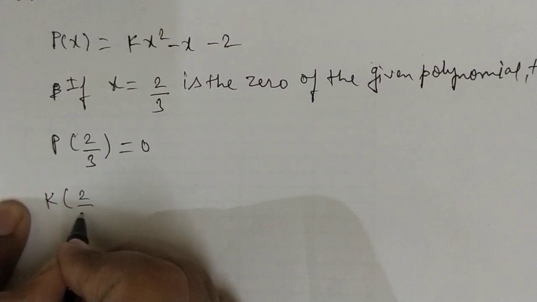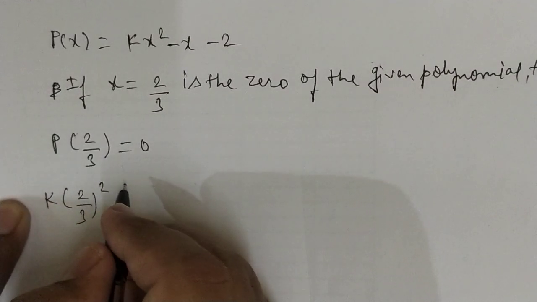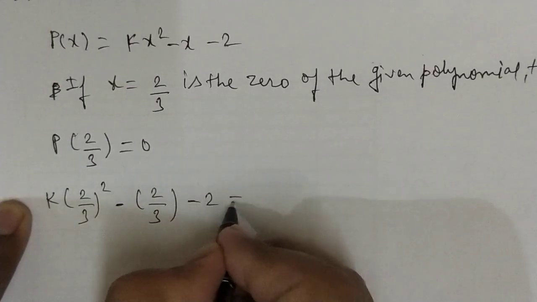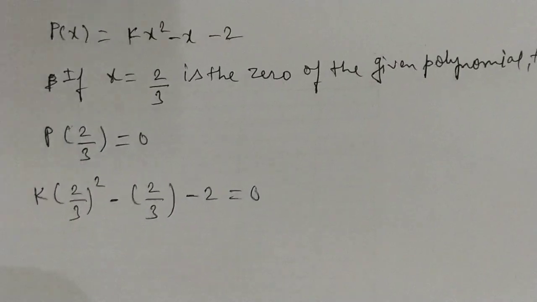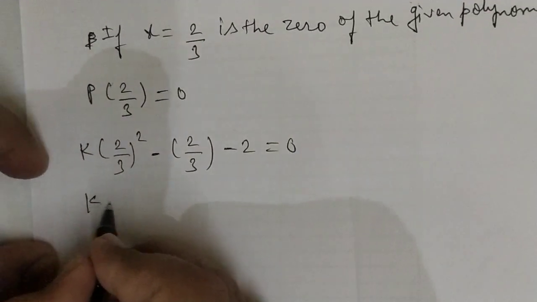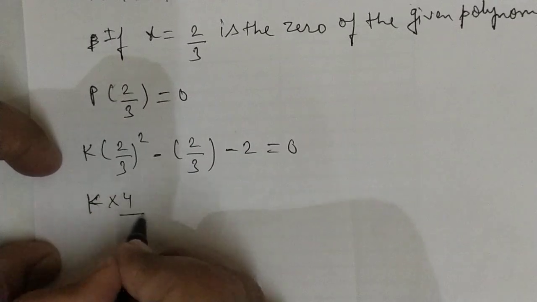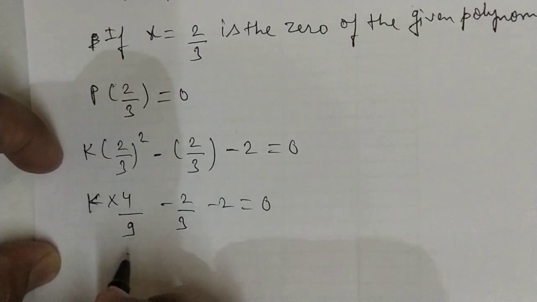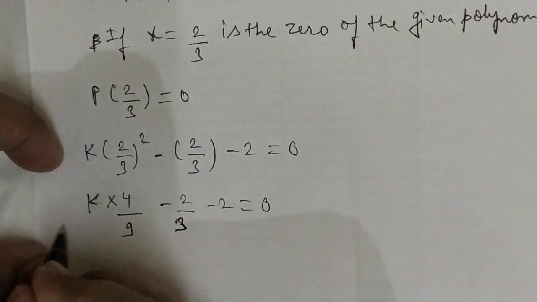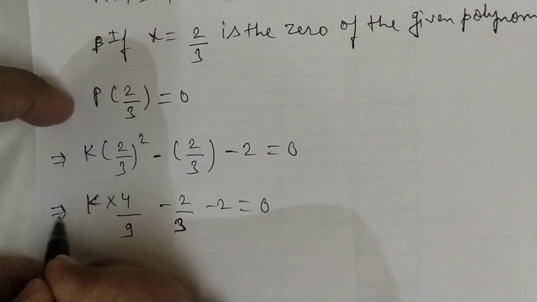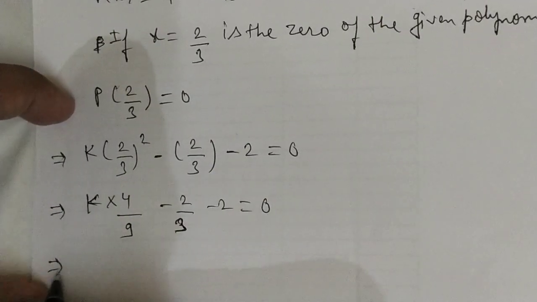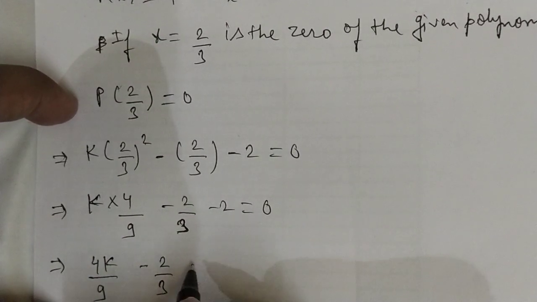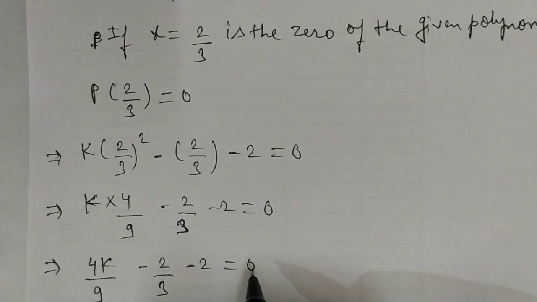k into 2 by 3 whole square minus 2 by 3 minus 2 equal to 0. Now easily you can simplify it. 2 square is 4 upon 9, 3 square is 9. Now if you take the LCM, always use the equal sign when one equal to is there. So it is 4k upon 9 minus 2 by 3 minus 2 equal to 0.